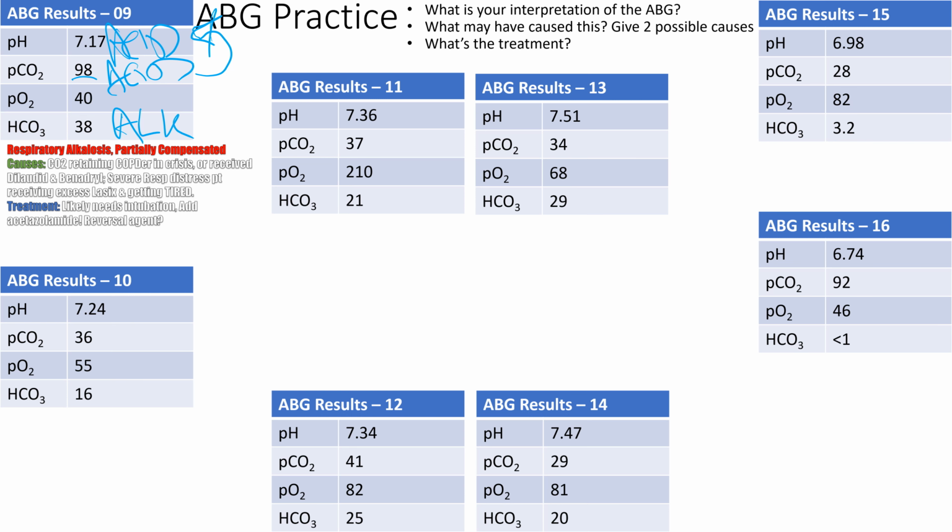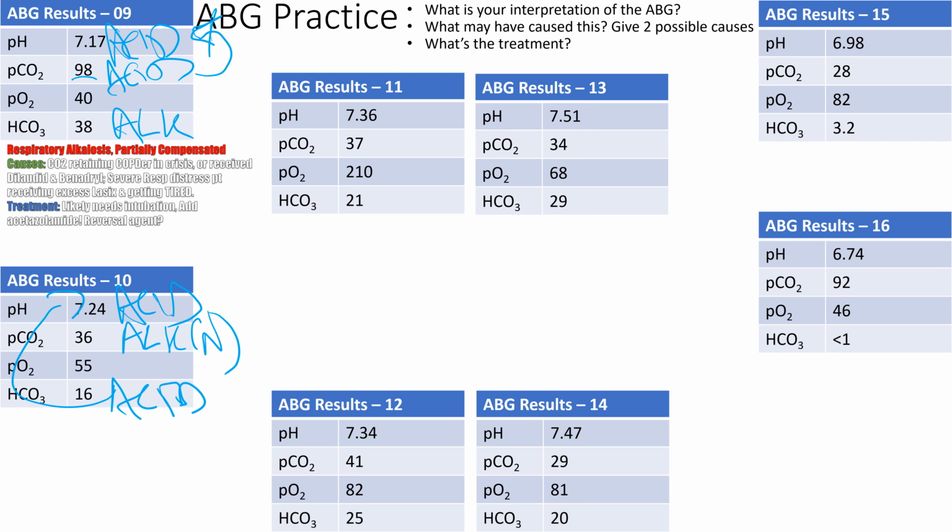We got number 10, 7.24 pH. Acidosis, right? What caused it? CO2 at 36 is what? Normal, but on the what side? The alkalotic side, right? CO2 is an acid, right? So it's on the normal side, but what about the bicarb of 16? Is that acidotic or alkalotic? That's definitely acidotic. That's what caused it, right?